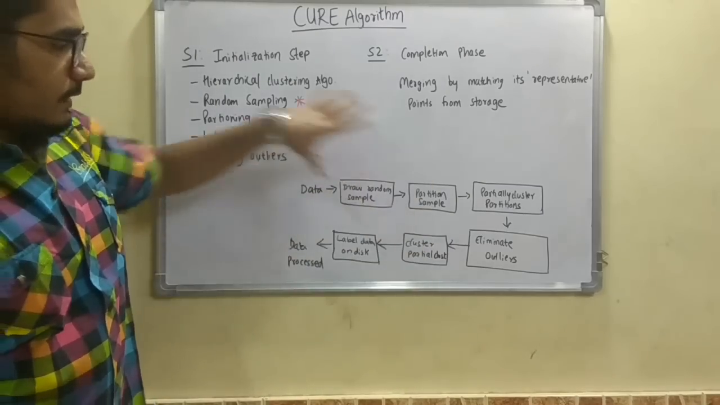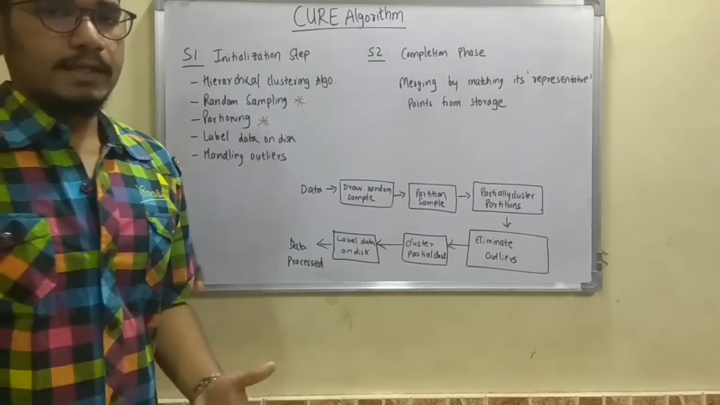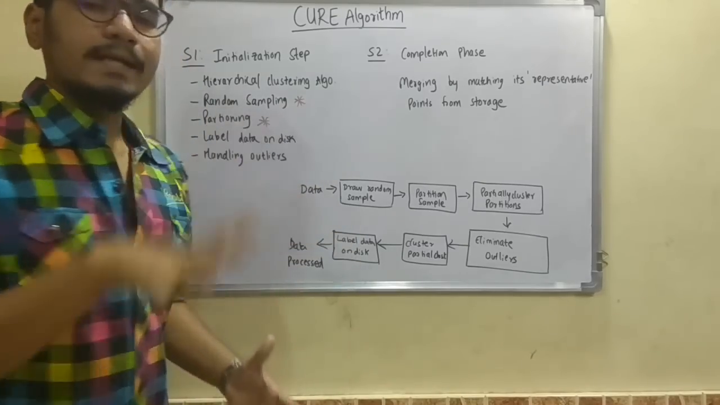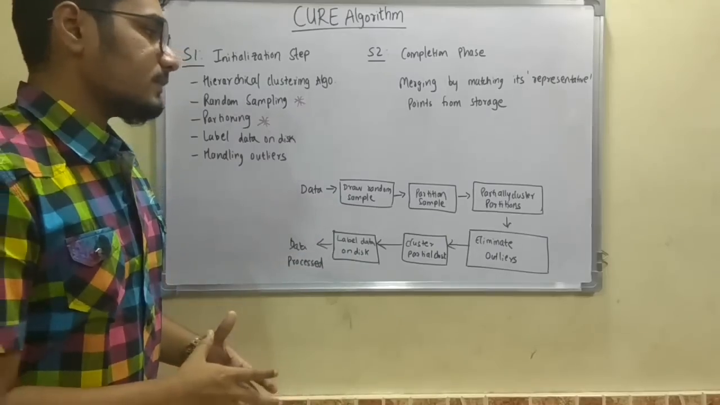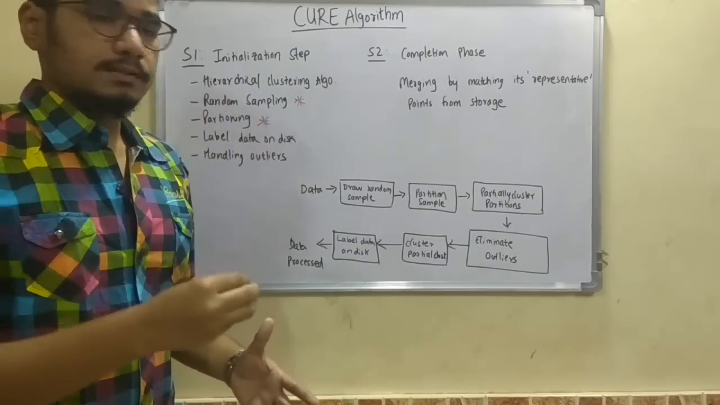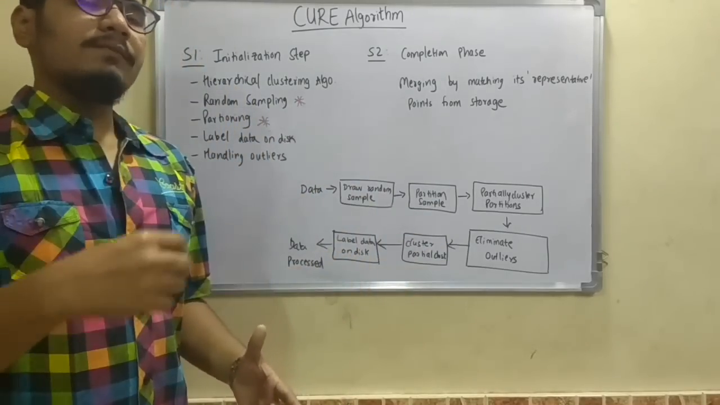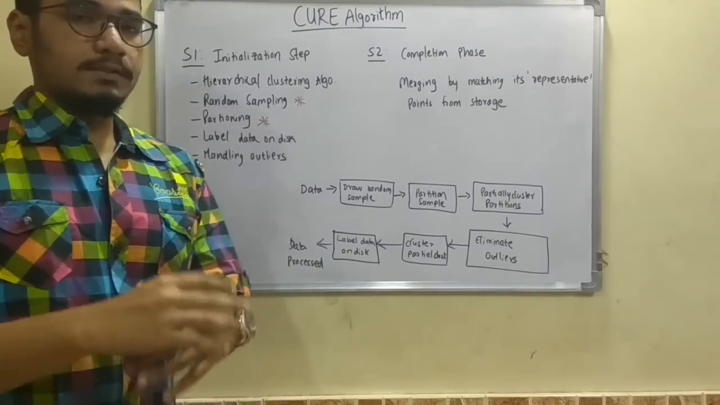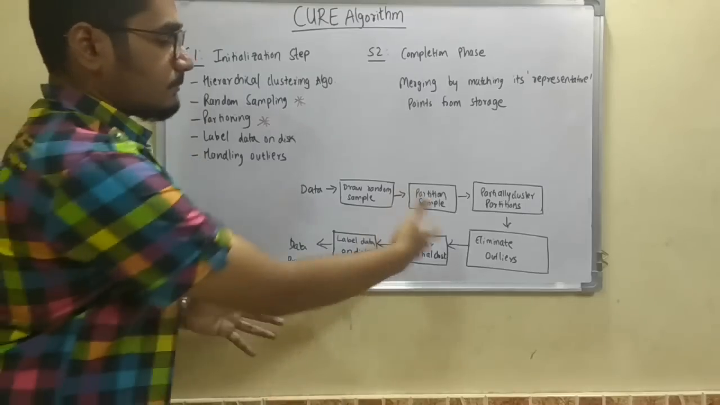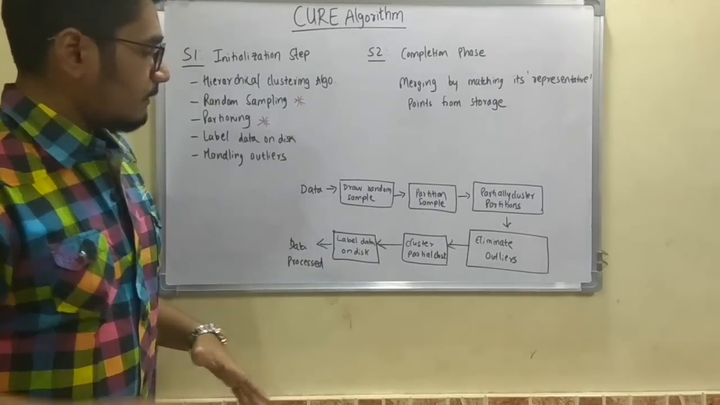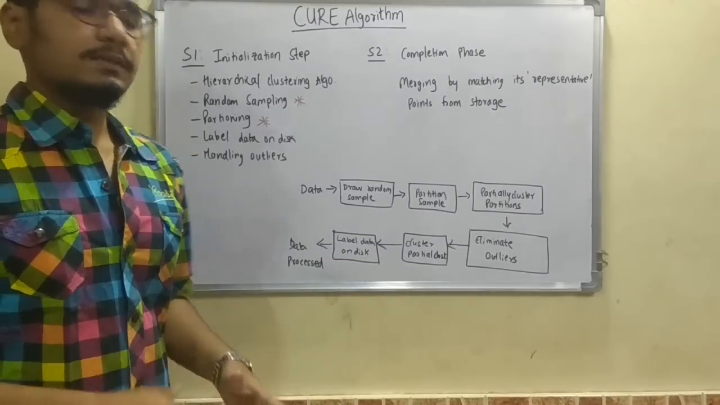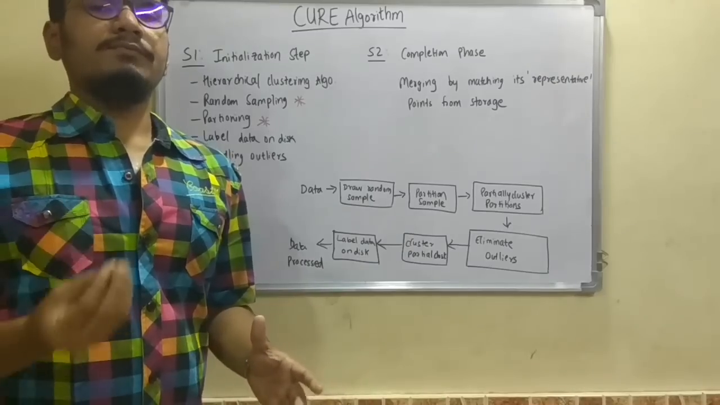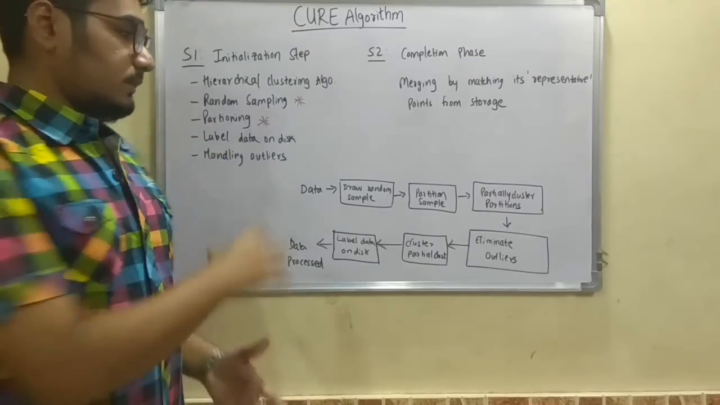So this is the diagram. As you can see, we have some data that is pre-processed. We draw a random sample from that data, partition those samples, and then partially cluster those partitions. From that we eliminate the outliers or the noise, and then the clustered partitions are merged again. This comes towards the completion phase, which I will discuss later. Finally we label the data on the disk, and we have the processed data, that is, clusters with very few noise points or outliers. So this is an overview.